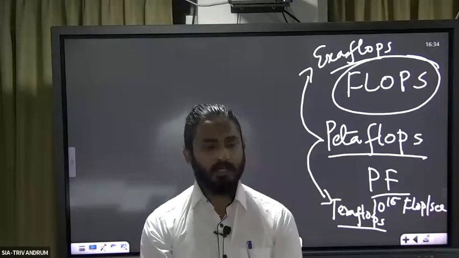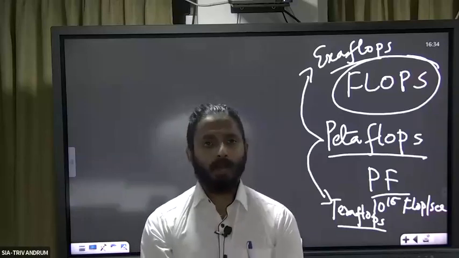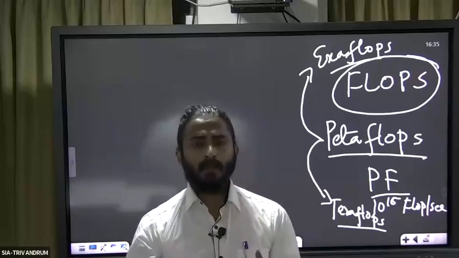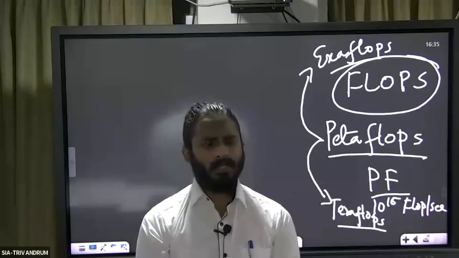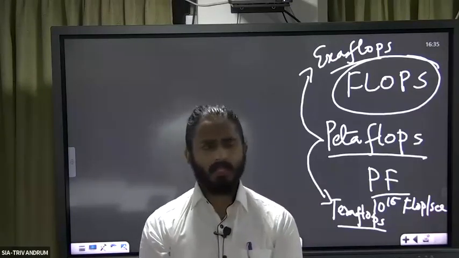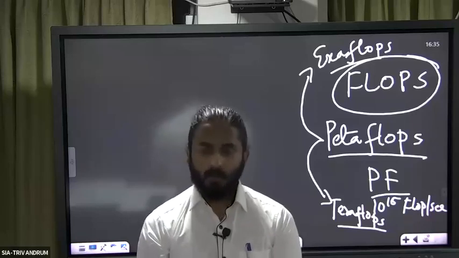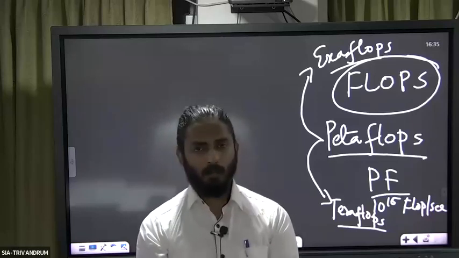The number of instructions they execute per second is super high, and this will help us a lot in the research process. Mathematical calculation, weather forecasting. So applications of supercomputers, please do study. Possibly they can ask about the application of supercomputers also.